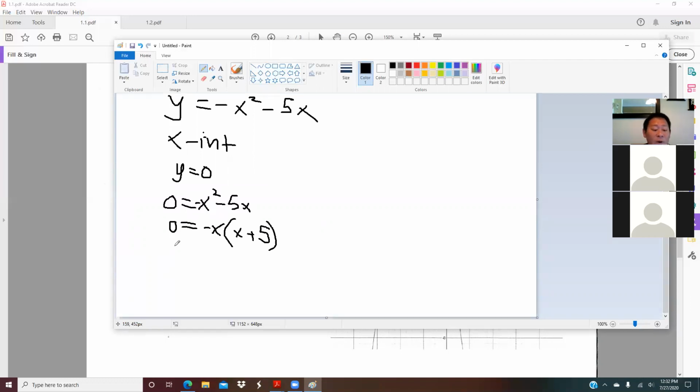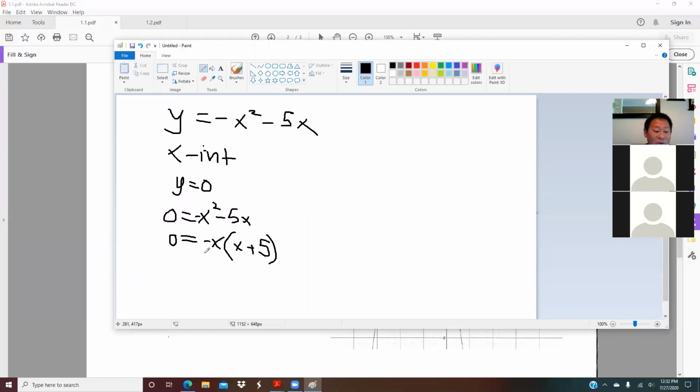You set this all equal to 0, and then you set each of these factors equal to 0. So negative x equals 0, and x plus 5 equals 0, and you solve for x. For the first, the negative doesn't matter because 0 doesn't have a plus or minus sign, so you end up with 0. For the second, you move the 5 over, so you get negative 5. For this kind of question, the answer has to be in coordinates. So your x-intercepts are (0, 0) and (negative 5, 0).